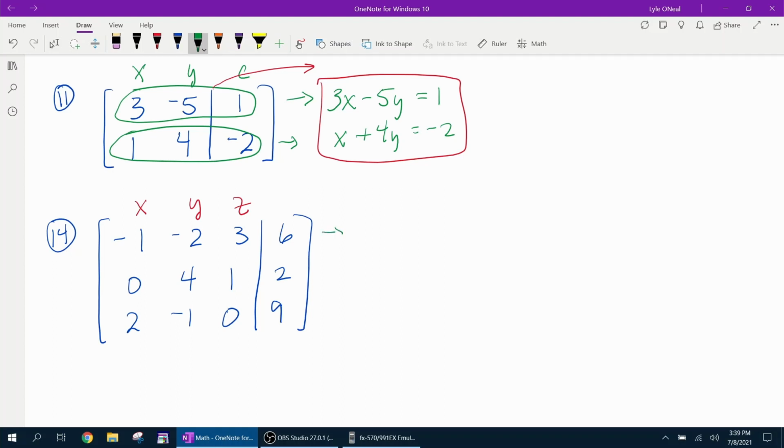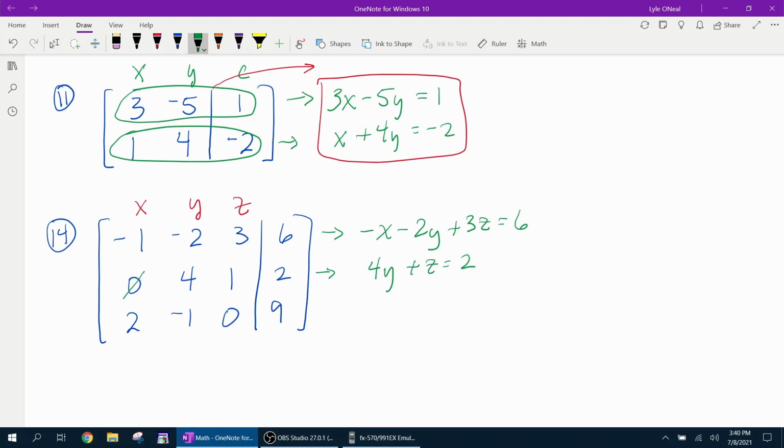So our first row would translate into -x minus 2y plus 3z equal to 6. Please be careful and get the signs correct. Next, notice that we have no x. So we're just going to say 4y plus z equals 2.